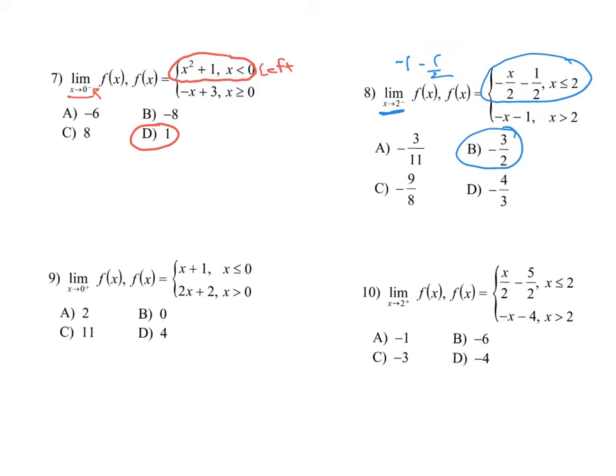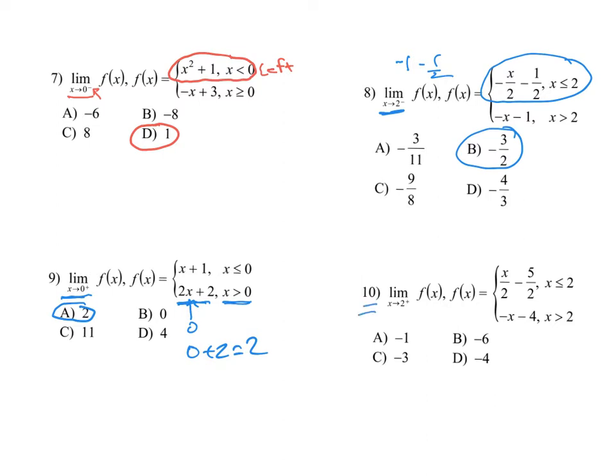On number 9, I'm coming at 0 from the right side, the positive side. So that means I'm going to use this rule here because I'm coming in greater than 0. I'll plug in 0, and I get a 0 plus 2, which is 2. Right? When you do a direct substitution here, you get 0 plus 2, and that equals 2, and so we're going to circle letter A there.